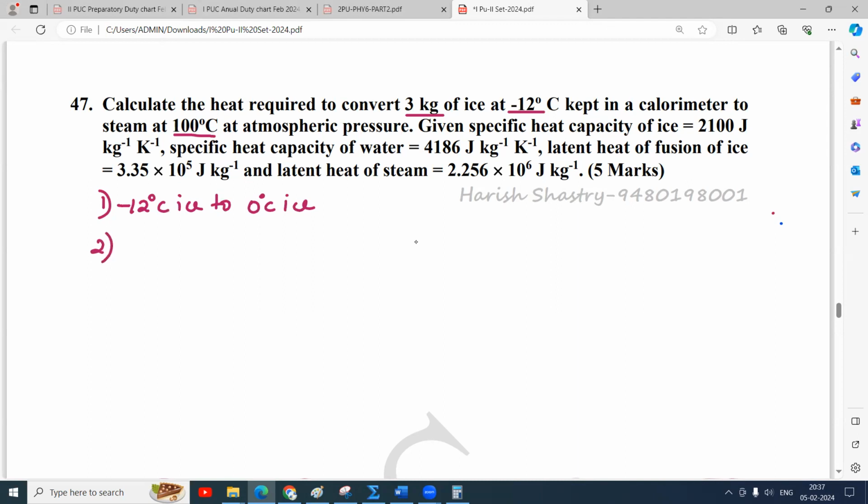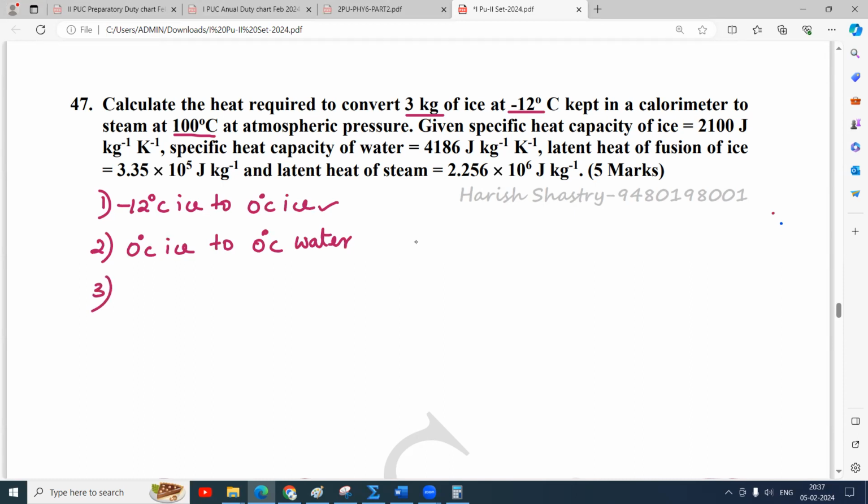Secondly, you have to convert 0 degree Celsius ice to 0 degree Celsius water without changing temperature. Of course, temperature doesn't change when ice melts into water. So, minus 12 degrees Celsius ice to 0 degree Celsius ice, then 0 degree Celsius ice to 0 degree Celsius water. And the mass of the ice and the mass of the water will remain the same. Same ice gets converted into water and water to steam. So, mass remains the same throughout.